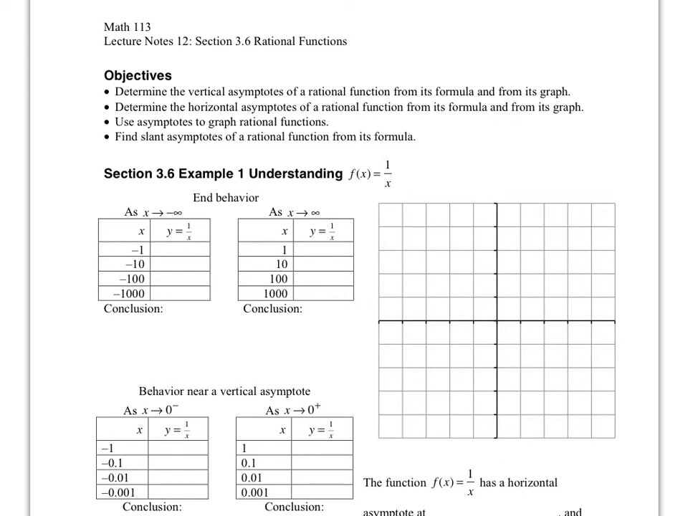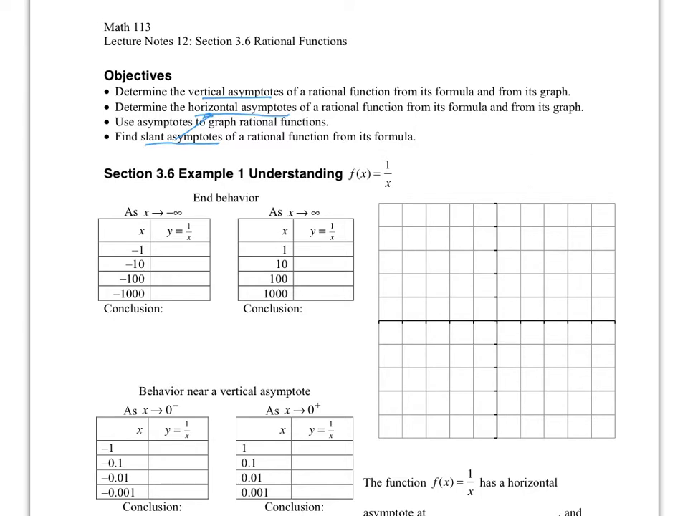The two main topics we're going to cover in the video are vertical asymptotes and horizontal asymptotes. There is also a special type called slant asymptotes, but this is related to horizontal asymptotes.